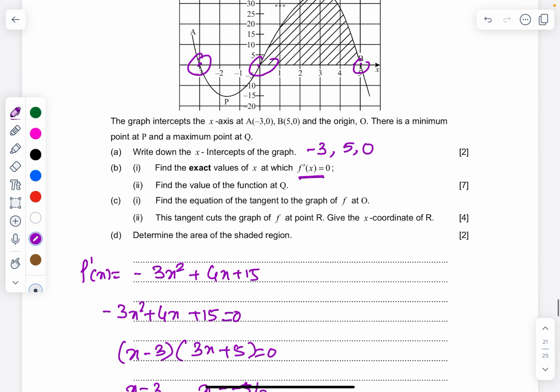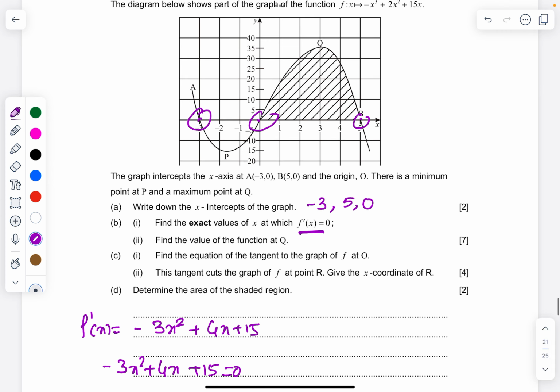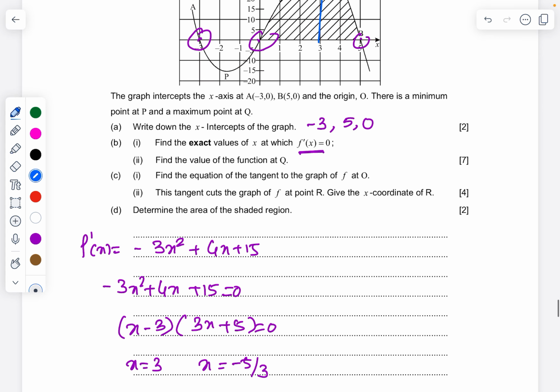Then find the value of the function at Q. Q is going to be the maximum point, which is at 3. So f of 3. Find f of 3, which is -27 plus 18 plus 45, which is going to be 36.